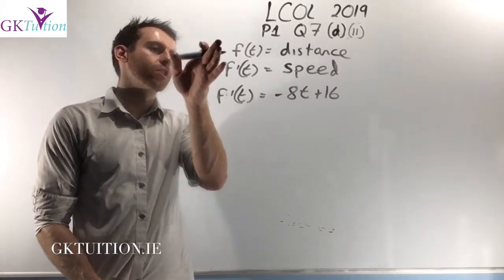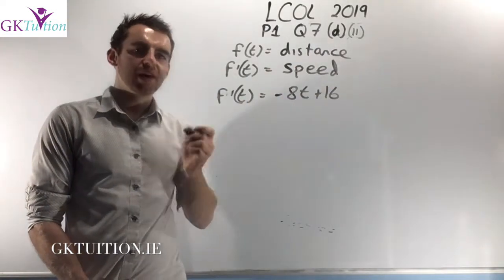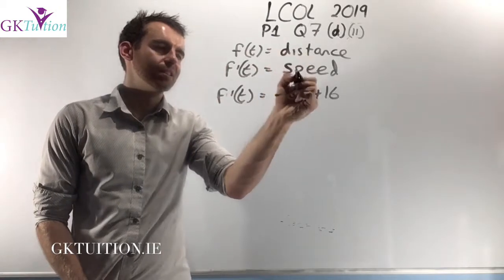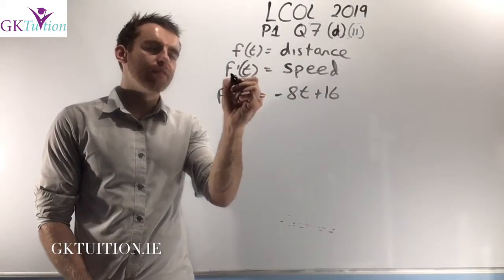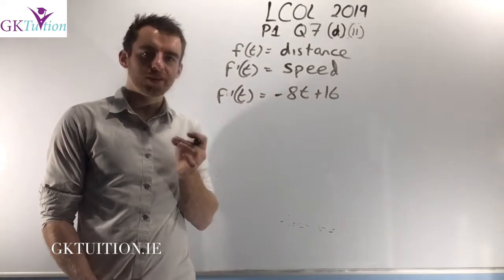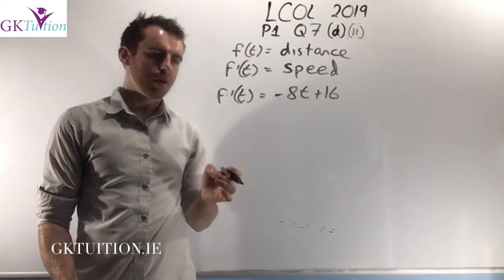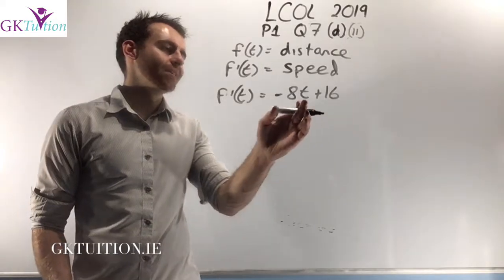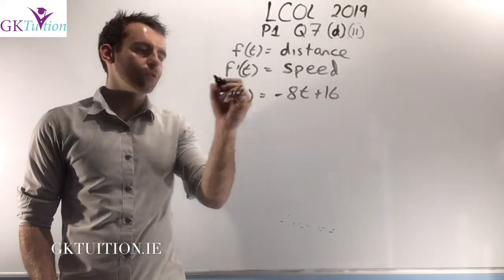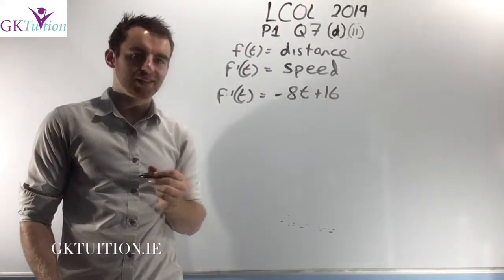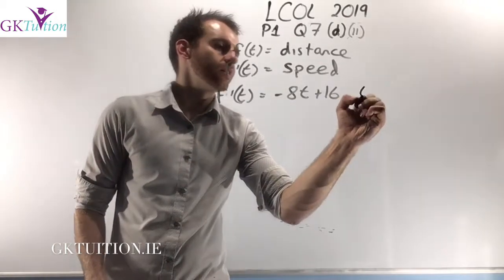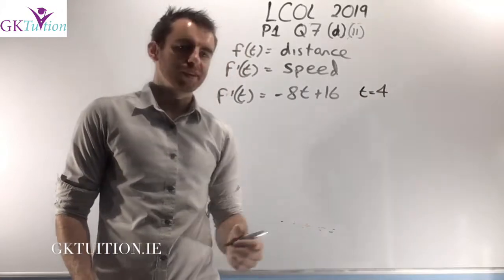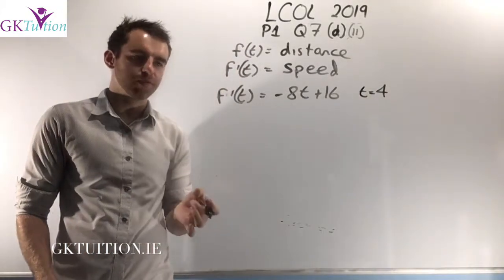If you're given a function that represents a distance, the derivative of distance is speed. So in D part 1, I worked out the derivative f'(t), or in other words, I worked out the speed of the ball. The derivative, minus 8t plus 16, this function represents the speed of the ball. And I've been asked to find the speed of the ball after 4 seconds, or in other words, when t is equal to 4.